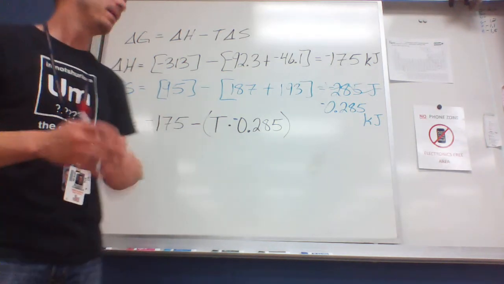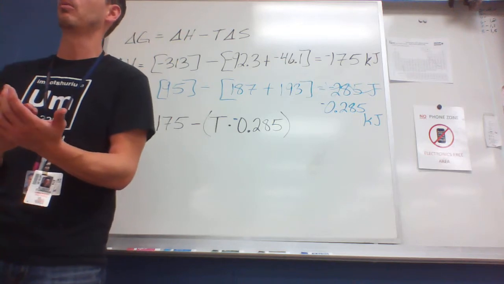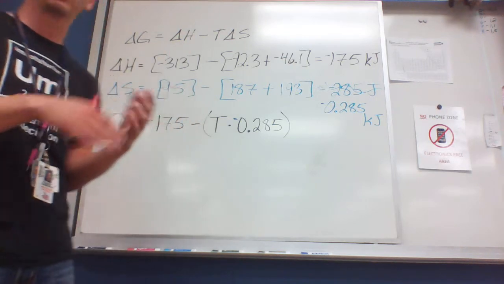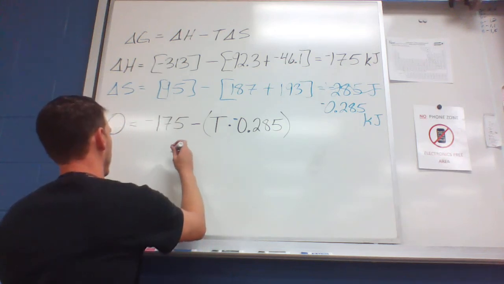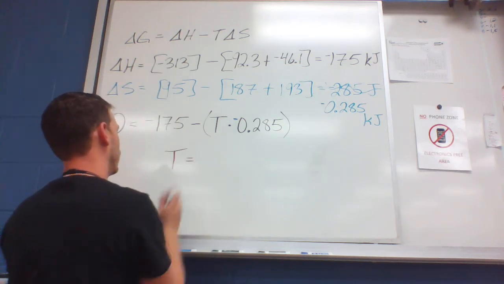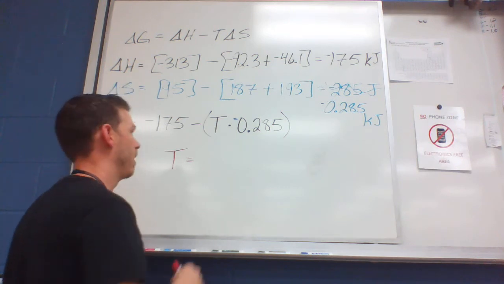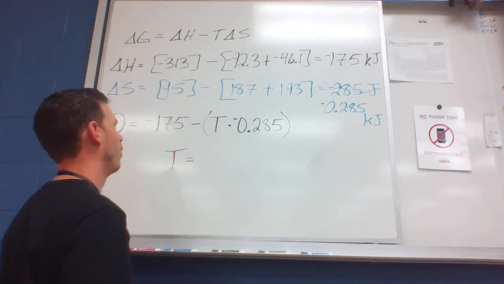Because 298 is not going to make it. I mean, it will based on the answer that we're going to get, but we don't know that for sure yet. This is not variable. The T is the variable. So temperature is what we're solving for.